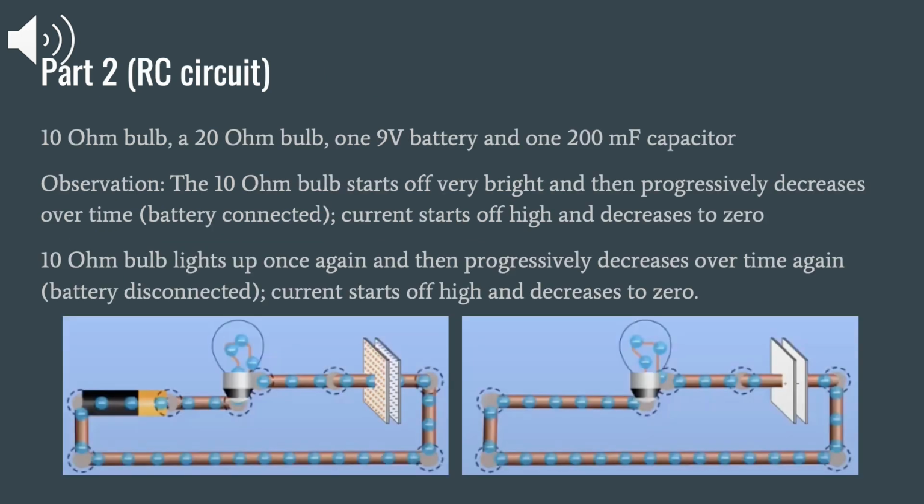Part 2, the RC circuit. I used a 10 ohm bulb, a 20 ohm bulb, a 9 volt battery, and one 200 microfarad capacitor. The observation was that the 10 ohm bulb starts off very bright and then progressively decreases over time as the battery is connected, and the current starts off high and then decreases to 0. Next, based on the capacitor, the 10 ohm bulb lights up once again and then progressively decreases over time again as the battery is disconnected, and the current starts off high and then once again decreases to 0.